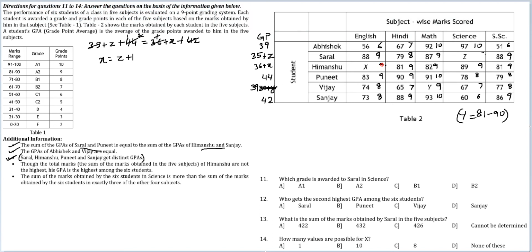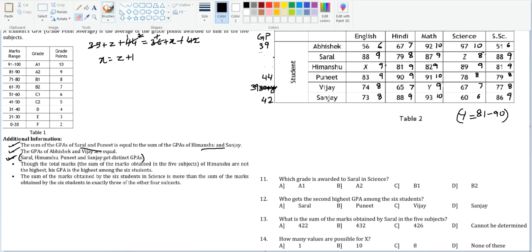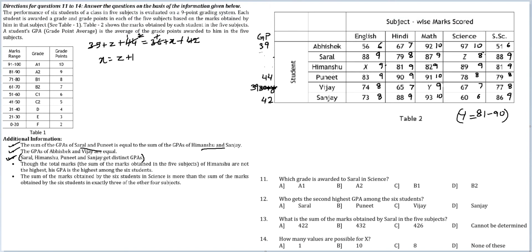So this is 9 and this is 8, which means the grade point total, I should have erased these parts as well. Grade point totals for Himanshu and Saral can also be identified now. So 36 plus X, so 9, 9, 9, 45 for Himanshu. And then for Saral, 9, 8, 9, 8, 9, 43 for Saral. Okay, we've got this now. We have grade point totals for all the 6 candidates that are involved.